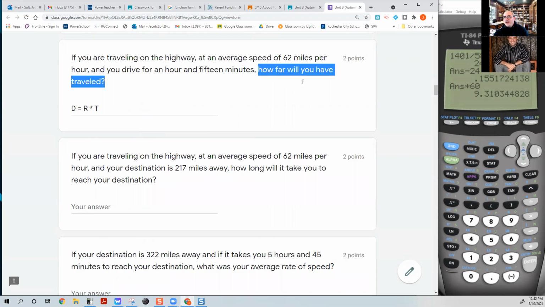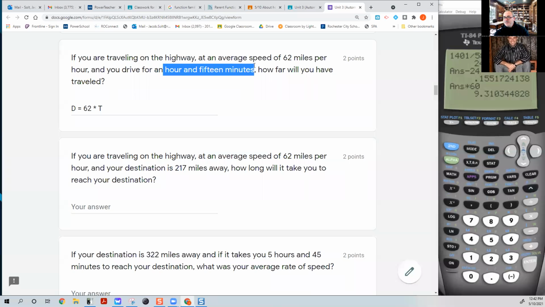It's asking me how far will I have traveled, which means I'm going to solve for D. I know the rate. The rate is 62 miles an hour, so I can put that in there. I know the time. Problem is, they gave me an hour and 15 minutes. What is that as a decimal number?